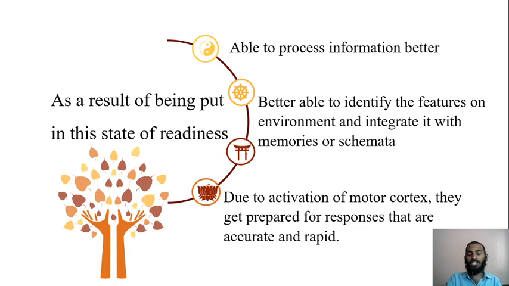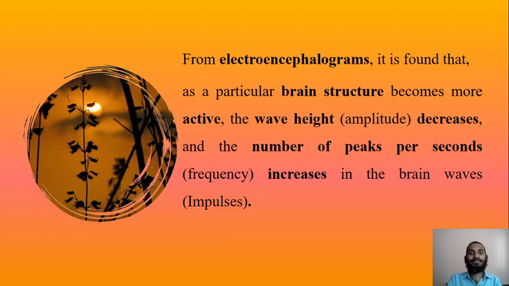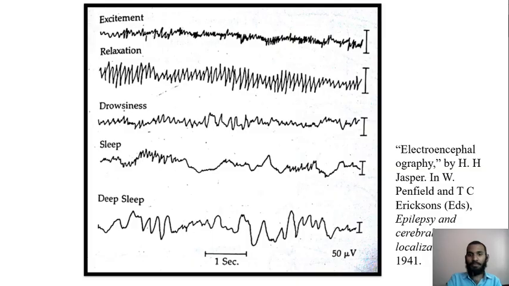Got it? These are the 3 points to be remembered. What are the results of getting into a state of arousal? From the electroencephalograms, it is found that as a particular brain structure becomes active, the wave height, that is the amplitude, decreases and the frequency increases. Frequency is the number of peaks per second. These all happen: the frequency increases and the amplitude of the brain wave decreases.